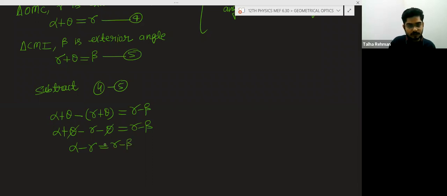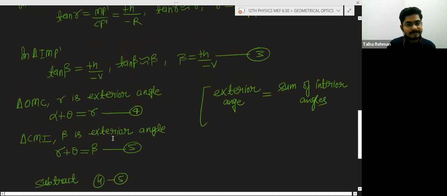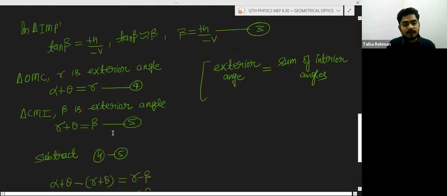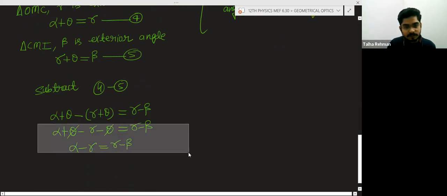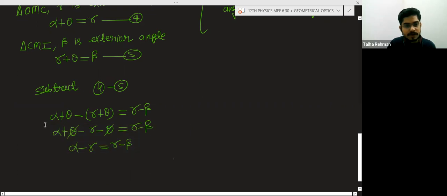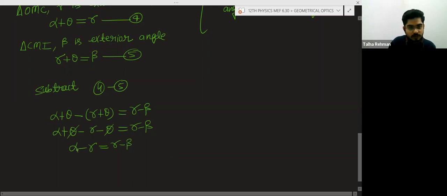So what can you write? Gamma minus beta, it will be minus gamma. Fine, it's fine. This is alpha, na? So you can write alpha plus beta is equal to gamma plus gamma. It will become 2 times gamma.